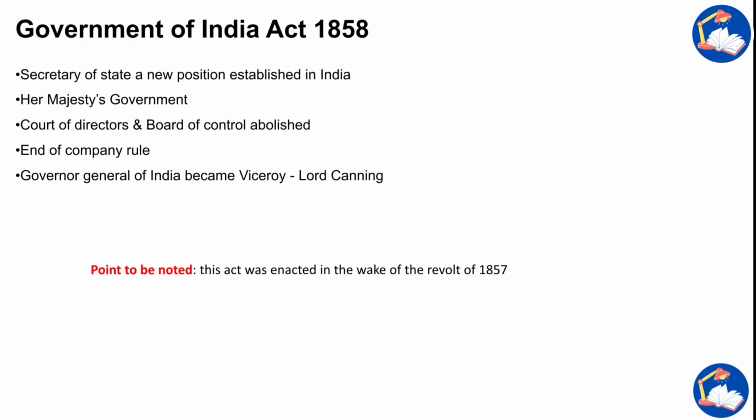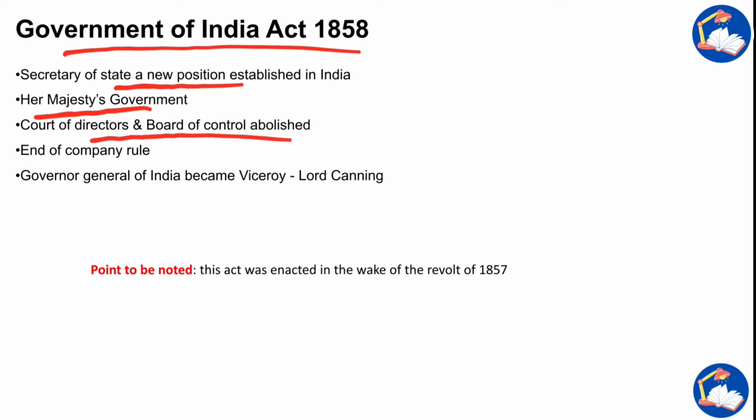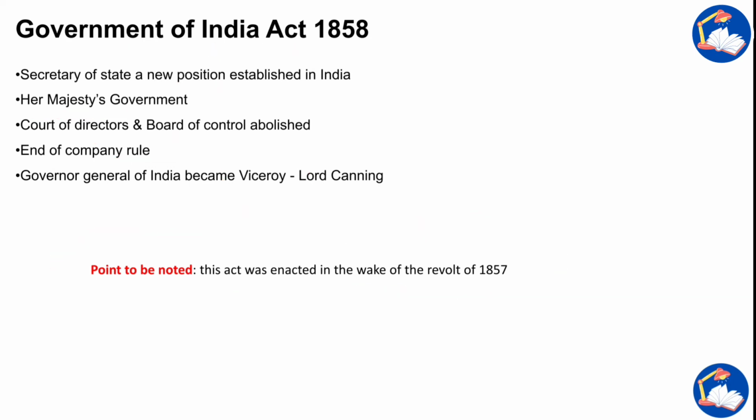Okay, so Crown rule starts. What happened? The Government of India Act of 1858 came into being a year after the revolt. The Secretary of State, a new position, was established. Her Majesty's Government was given direct control of the Queen. Court of Directors and Board of Control were abolished. Now, this marked the end of company rule. Governor General of India became Viceroy. The first Viceroy was Lord Canning. And point to be noted, this act was enacted in the wake of the revolt of 1857.